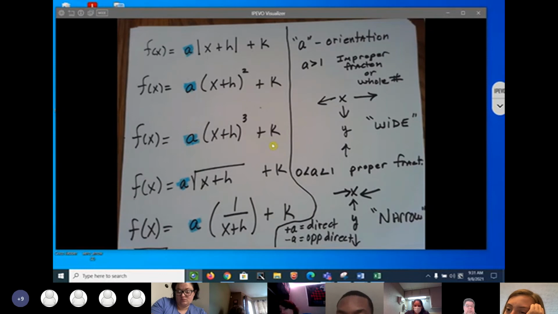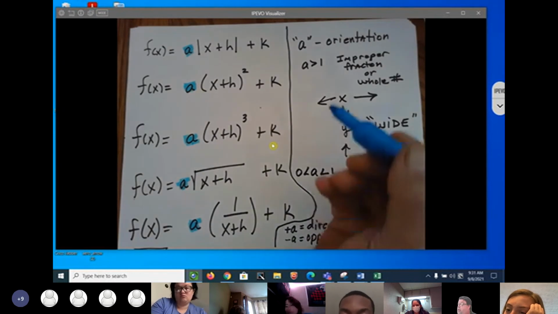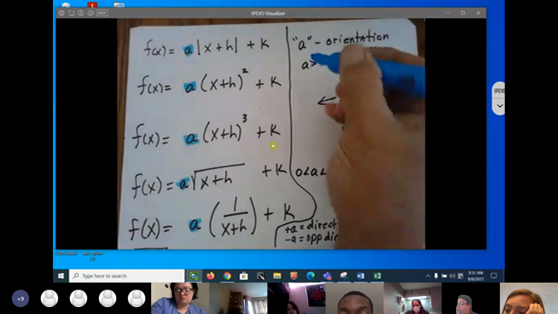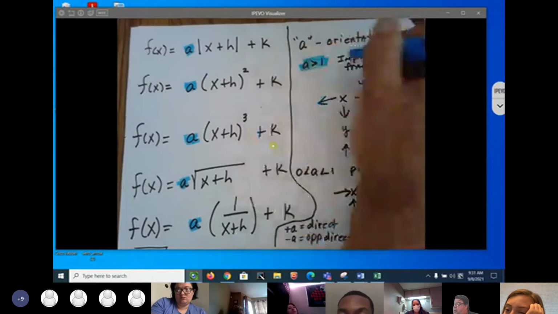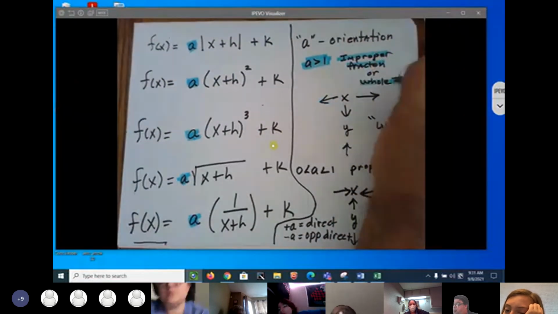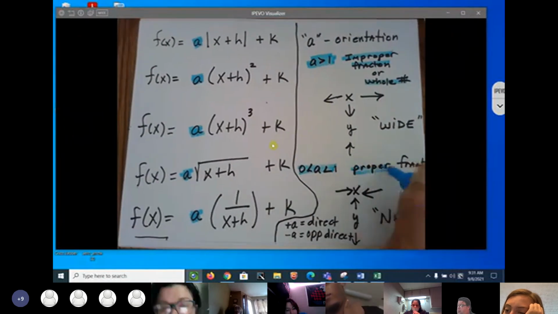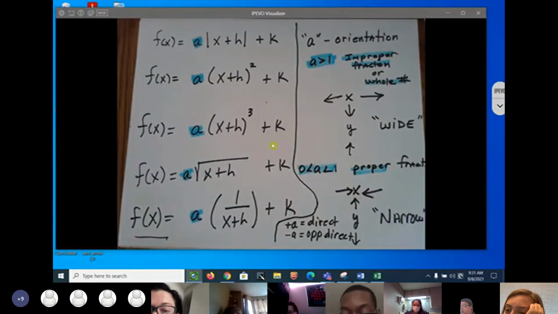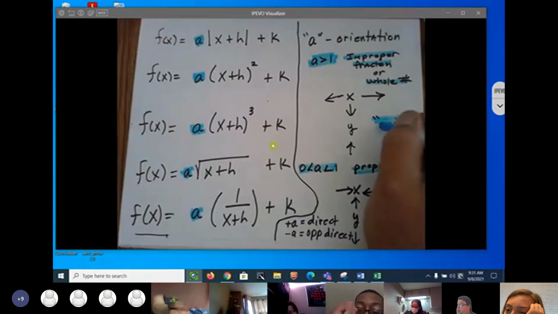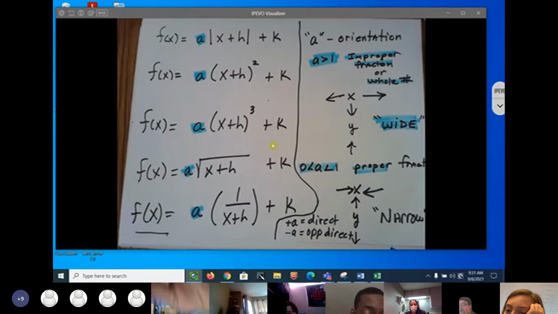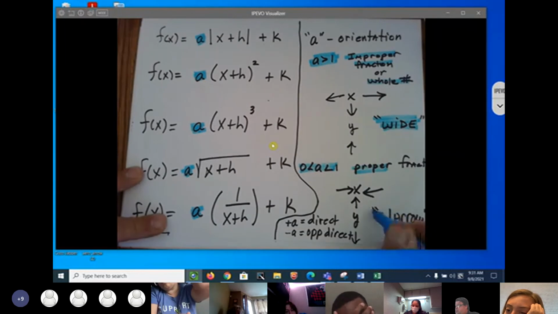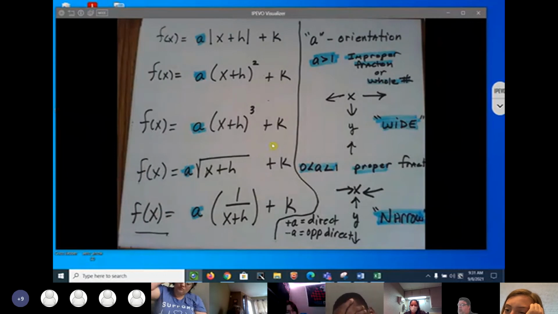Everybody with me? So I'm going to put this in blue right here. If A is above 1, meaning an improper fraction or whole number, and if A is between 0 and 1, meaning a proper fraction, then if A is greater than 1, you're going to have a wide function. If A is between 0 and 1, you're going to have a narrow function. And that's what A tells you.